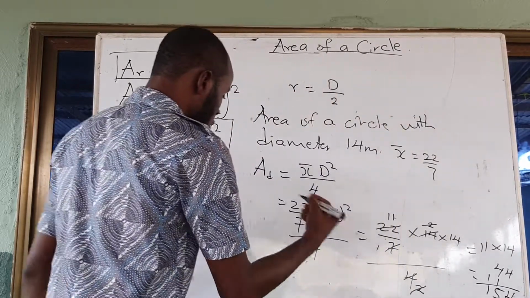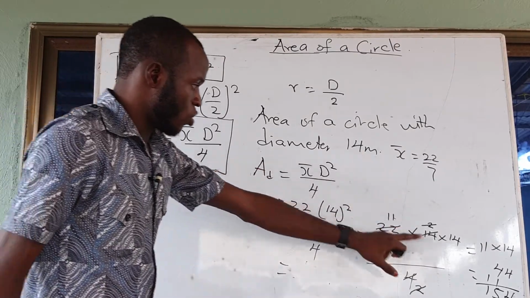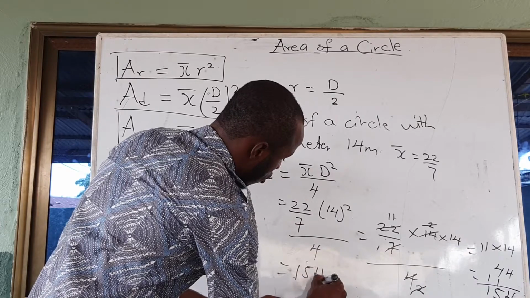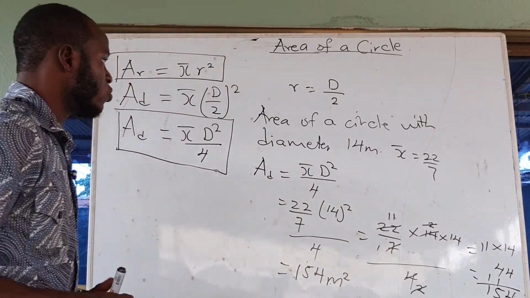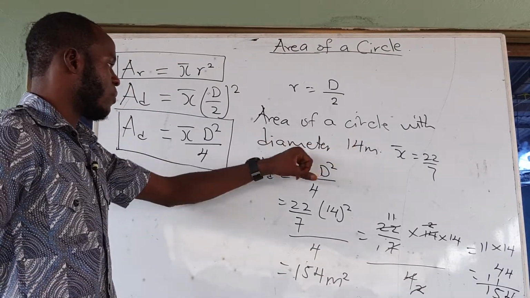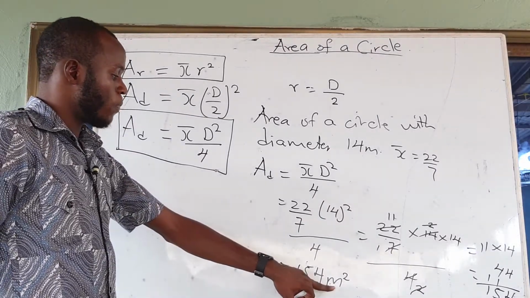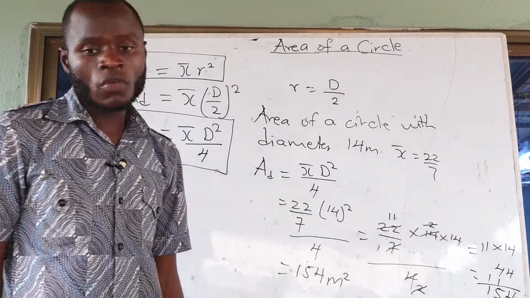So when the diameter is equal to 14 meters, the area is going to be 154 meters squared. This will be the answer for the question. With the area of a circle with diameter 14 meters, you should be obtaining 154 meters squared. And this brings us to the end of the area of a circle.